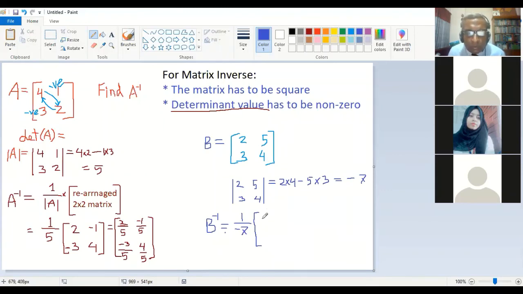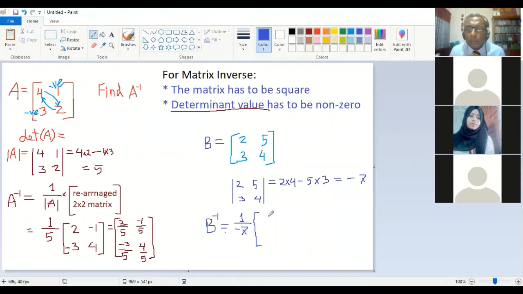So let me quickly show you the inverse of the second matrix also, the inverse of B, that is B inverse. I am writing 1 divided by minus 7. I am doing it quickly because you already know what the determinant value is. So minus 7 is the determinant value. I am putting this here and then I am changing the matrix.